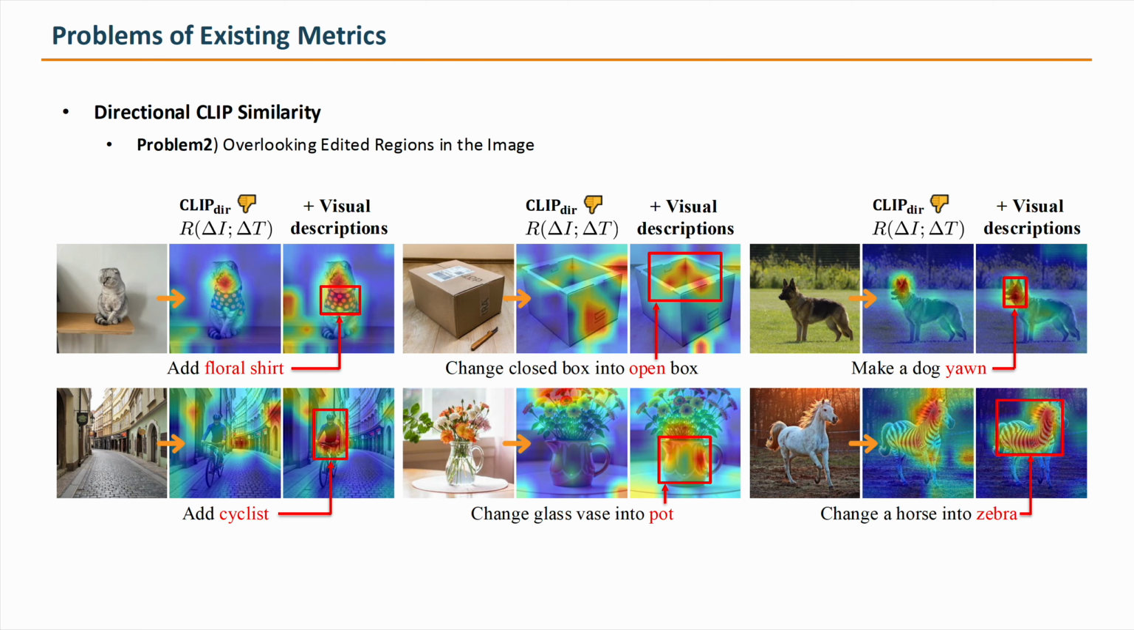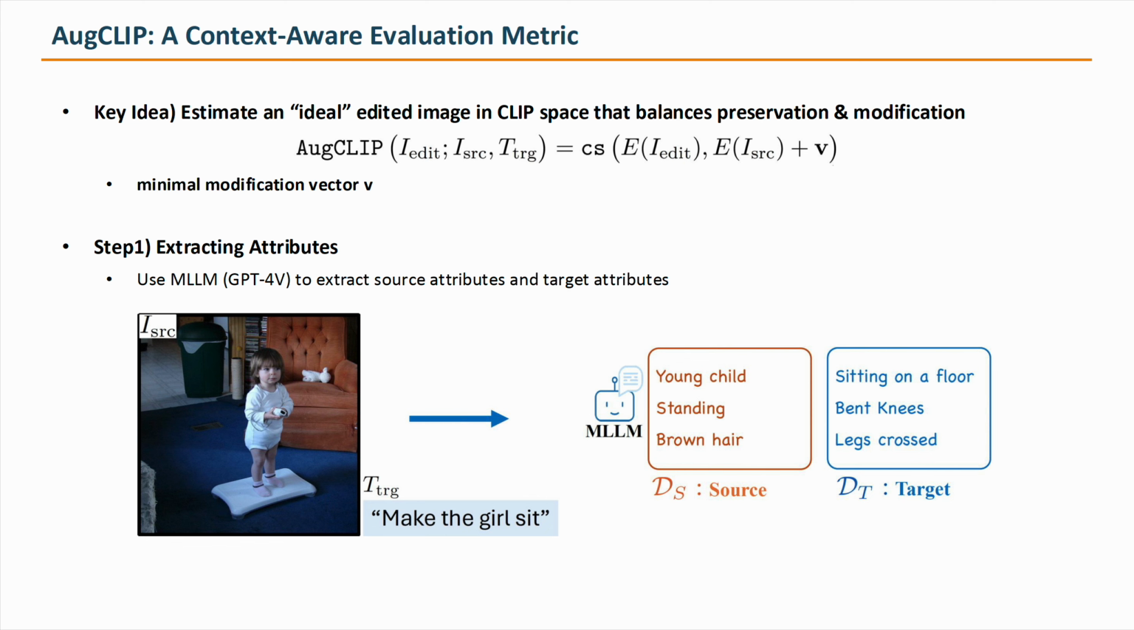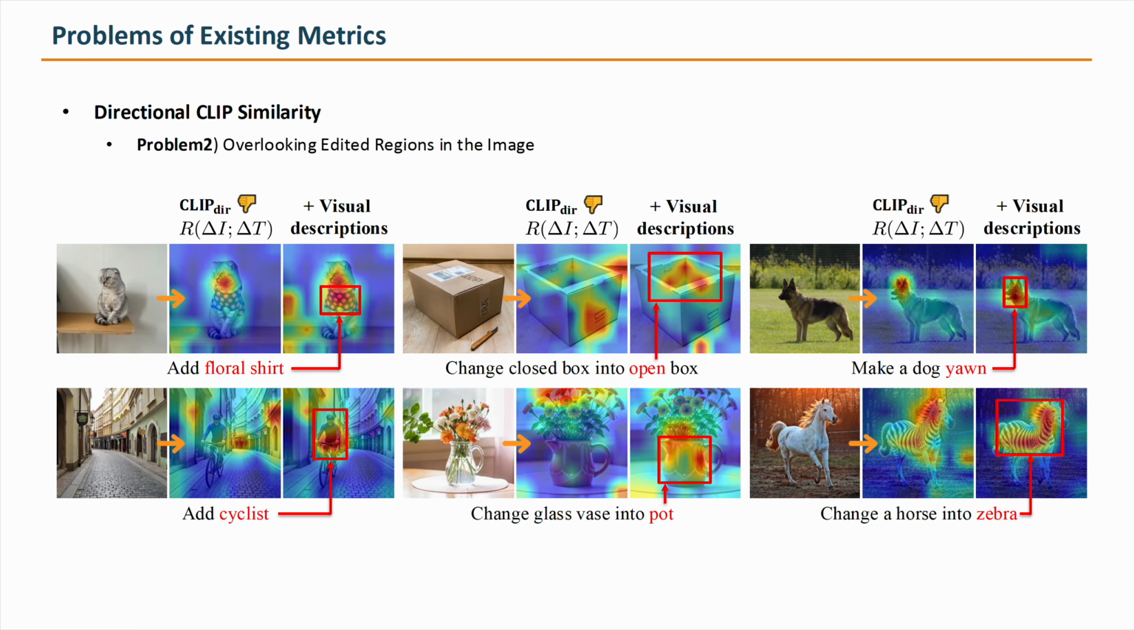And second, directional CLIP similarity tends to focus on irrelevant regions in the image. It doesn't attend to the actual area that was supposed to be edited. For instance, when asked to add a floral shirt to a cat, it may focus on the face of the cat, missing the target. These issues demonstrate that without contextual understanding, existing metrics cannot faithfully judge edit quality. A new approach is required, one that dynamically understands what to preserve and what to change, depending on the input.